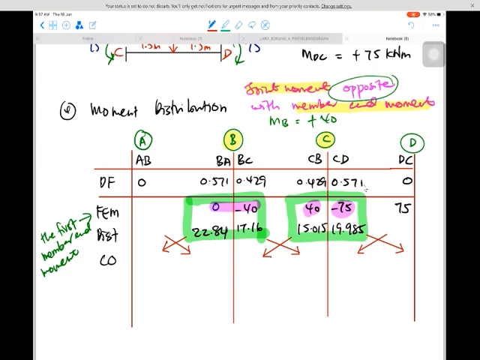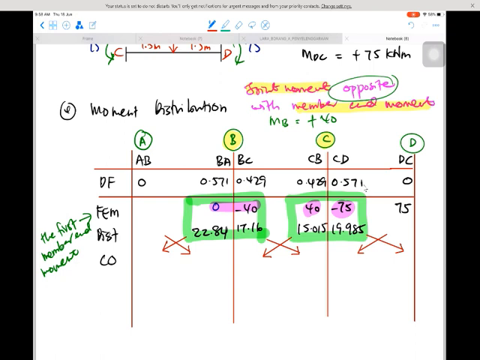Okay, we continue. Remember that there are two processes in the table that we need to do repeatedly. The first one is distribution, the second one is carry over. We carry over to the opposite joint: A to B, B to A, B to C, C to B, C to D, D to C. We carry over the value by multiplying it with the factor, and the factor for a fixed end is 0.5.